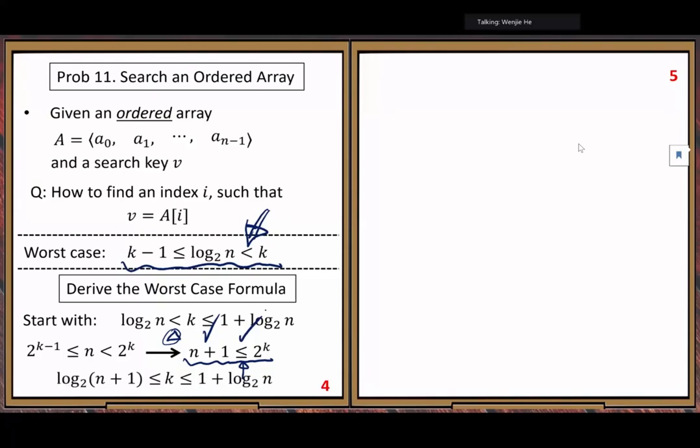So you can see we take log base 2 this time, and we have these two inequalities. Here we copy from the previous one. The previous one already has that equality case, so there is no room for improvement, so we just copy it.